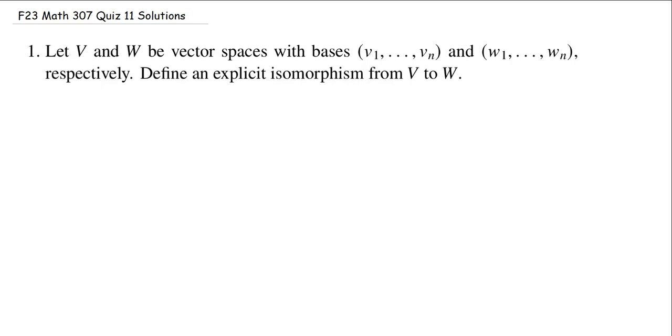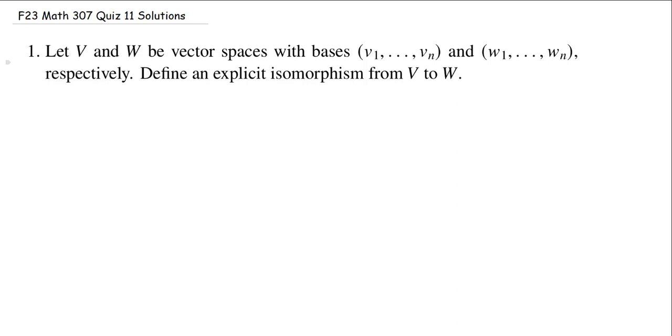In this first problem from the quiz, we have two vector spaces V and W, and we can see immediately that they have the same dimension because they have bases of the same length. So V1 through Vn is a basis for V, and W1 through Wn is a basis for W. Our goal is to define an explicit isomorphism from V to W.